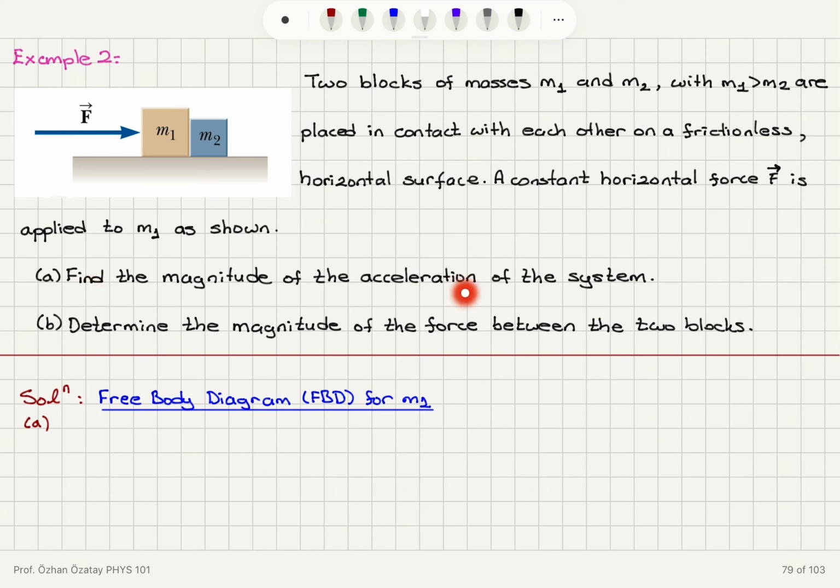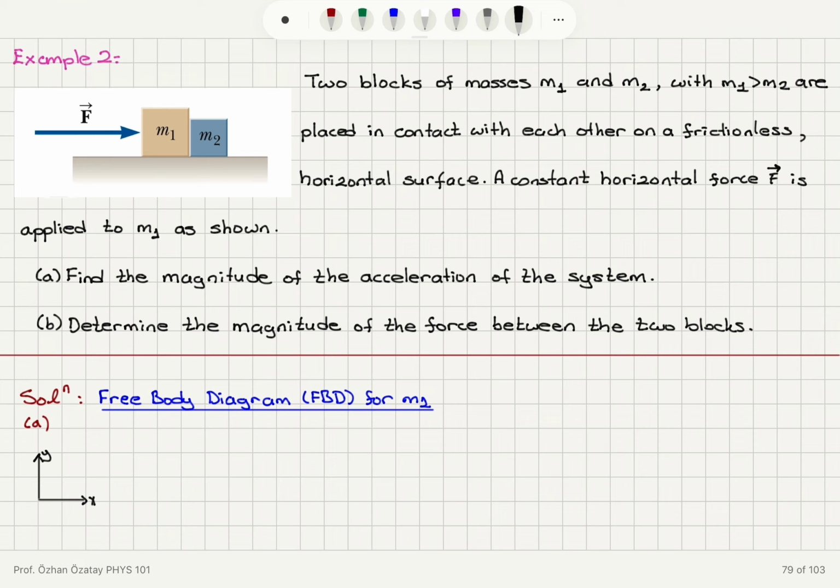Find the magnitude of the acceleration of the system. Determine the magnitude of the force between the two blocks. So in these problems, the first task is to draw the free body diagram for isolated parts of the system. So let's start with M1. So let's call this the y-axis. This is our x-axis. So this is x, this is y.